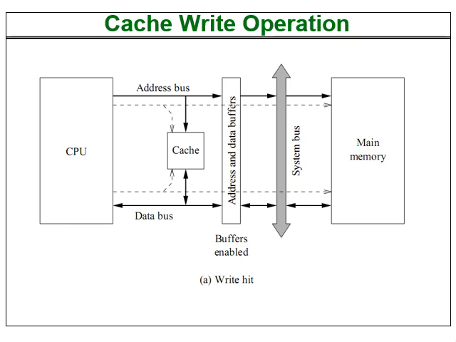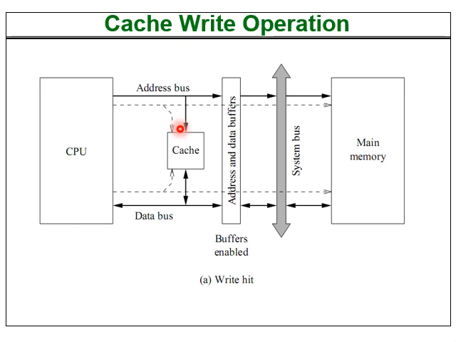If I talk about write operation, once again there are two possibilities. One is the write hit and one is the write miss. If it is a write hit, that means the data is available in the cache memory. So the address is generated over here, and the address goes to the cache memory.